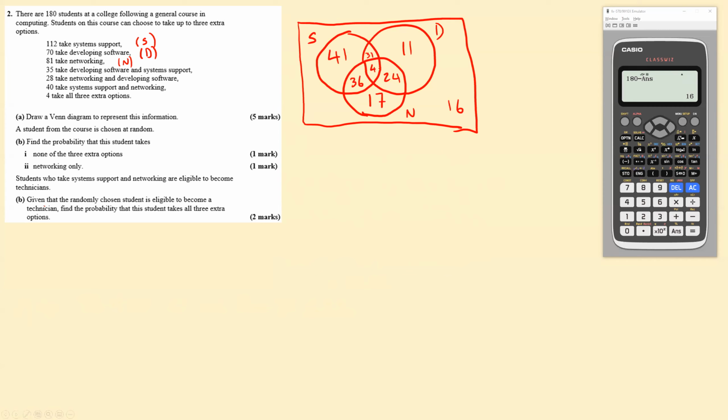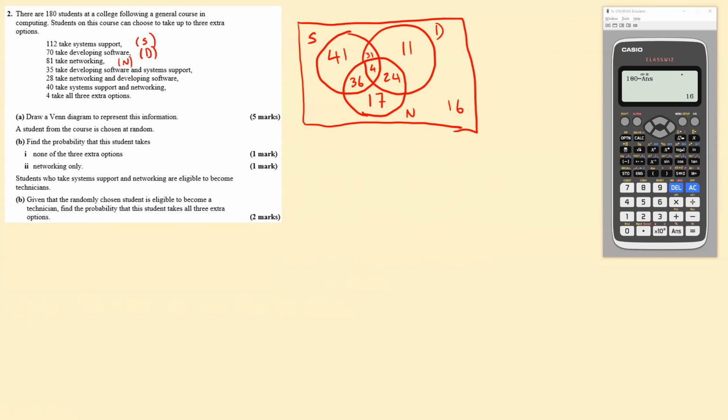That's the completed Venn, but always starting inside, working outwards. The most common mistake I see is people assuming that this bit here, let's say, is 112, this bit's 70, this bit 81, and so forth. It doesn't make sense because there's only 180 students. So this is a great way of recording where you've got overlapping data and things that can happen at the same time.